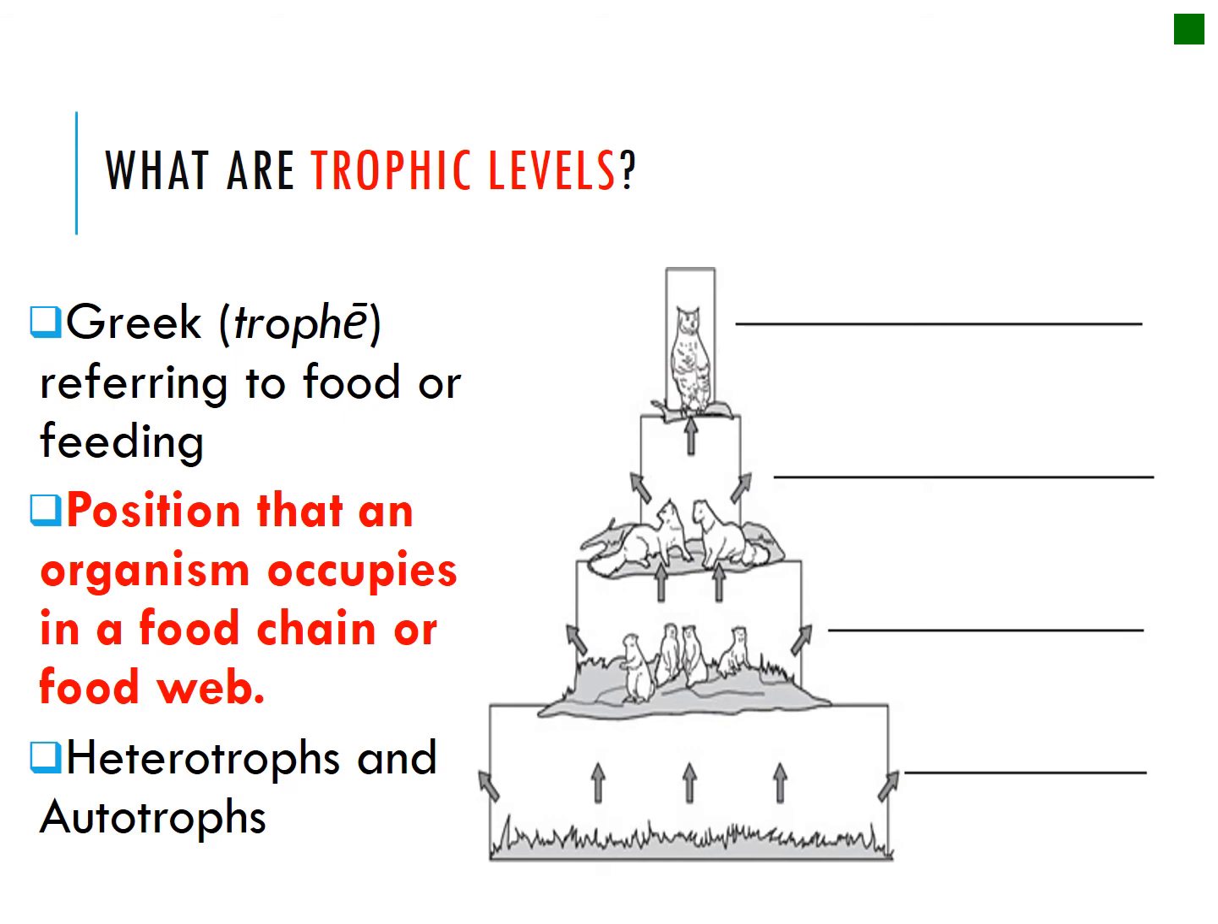All right, so let's talk about trophic levels. Okay, what exactly is a trophic level? Well, trophic actually refers to food. Okay, the troph part of the word refers to food. So whenever we talk about a trophic level, we're literally talking about a feeding level, or a food level. So this is any position that an organism occupies in a food web or food chain.